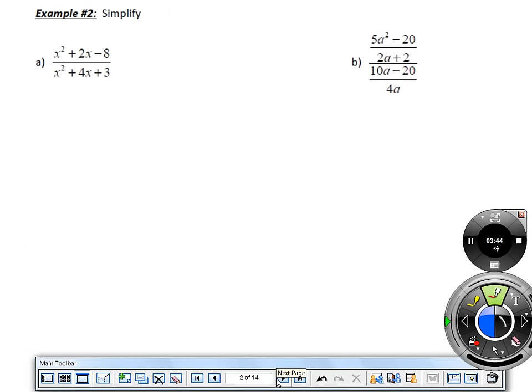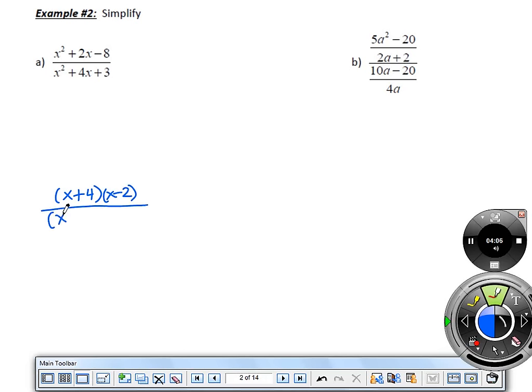All right, so if we want to simplify what we see here in example 2, same idea, but you have to know how to factor. So again, if you still don't know how to factor, you need to come into tutorial to make sure that you figure it out. So if I do x plus 4 times x minus 2, that's the same thing as x squared plus 2x minus 8.